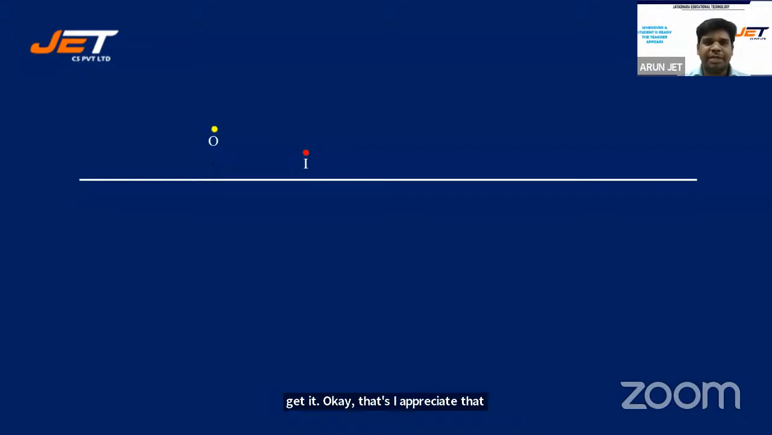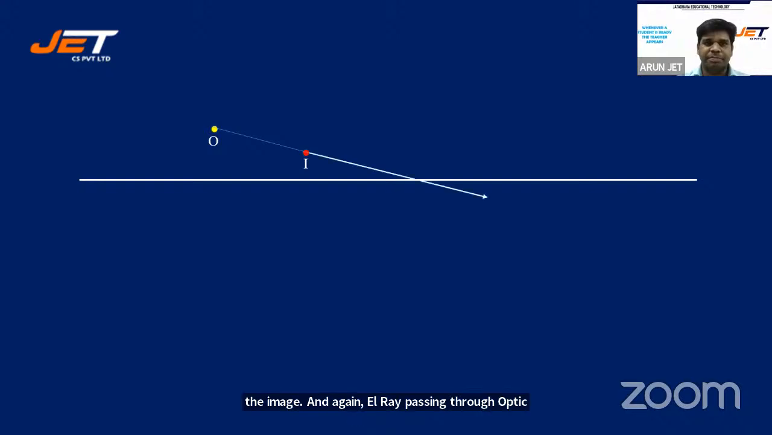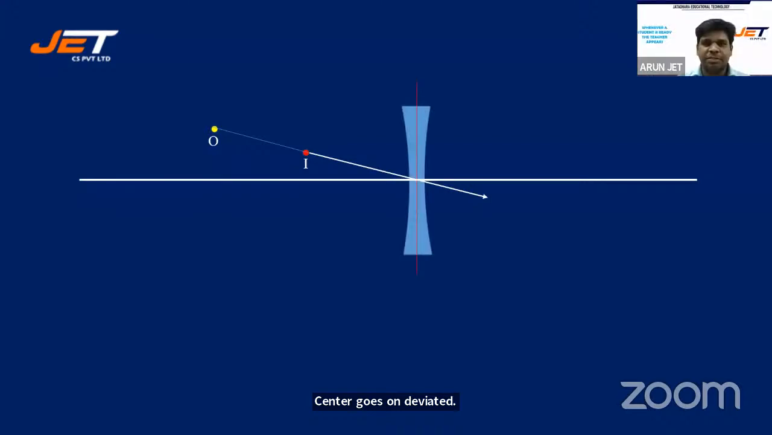All right, now let's go for this one. Let's do it together. Again, how do I trace the lens? Now we have decided it's concave. Where should it be kept? It should be kept somewhere here on the right side of the image. And again, a ray passing through the optic center goes undeviated. Right? Now that's the position of the concave lens. All right. Now, from the object, the ray parallel to the principal axis.